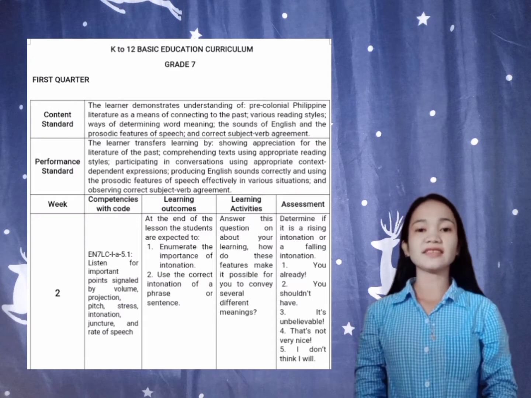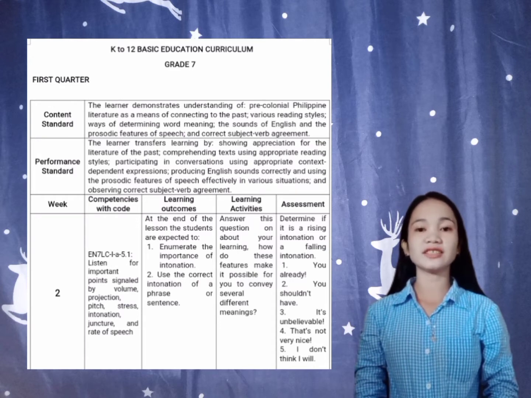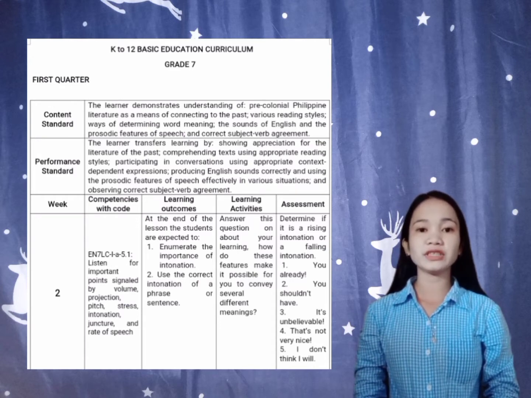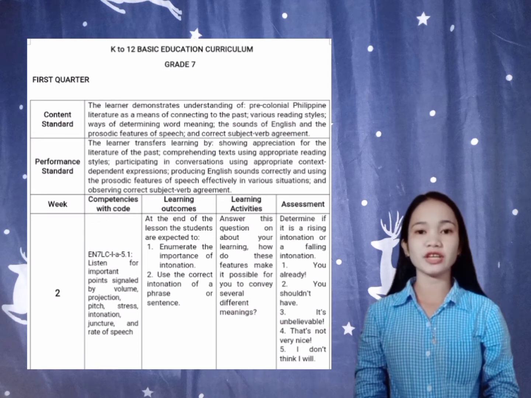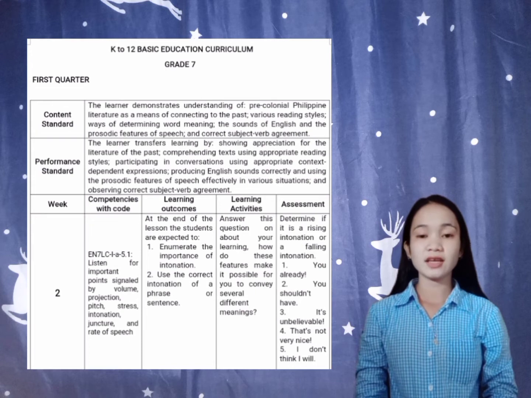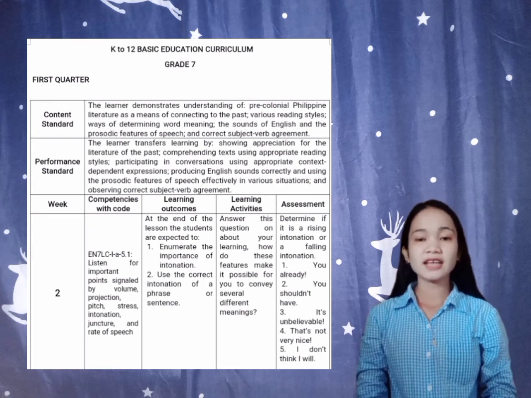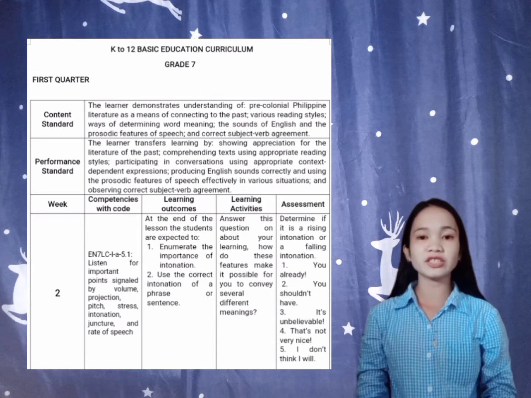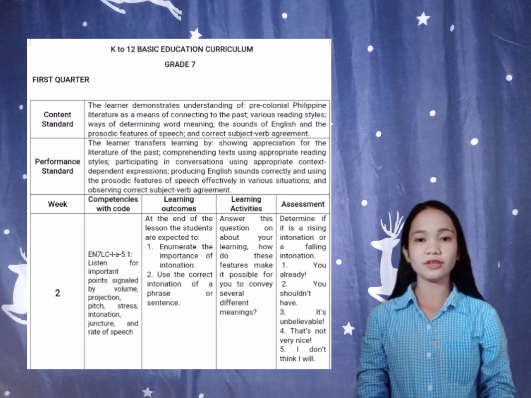Learning outcomes. At the end of this lesson, the students are expected to enumerate the importance of intonation. Use the correct intonation of a phrase or sentence. Learning activities. Answer this question and reflect about your learning and how these features make it possible for you to convey several different meanings. Assessment. Determine if it is rising intonation or falling intonation.